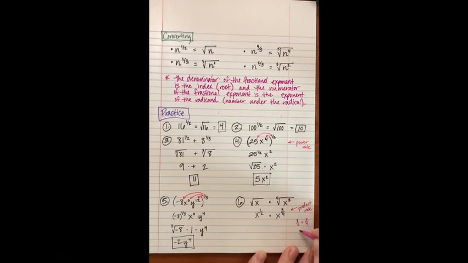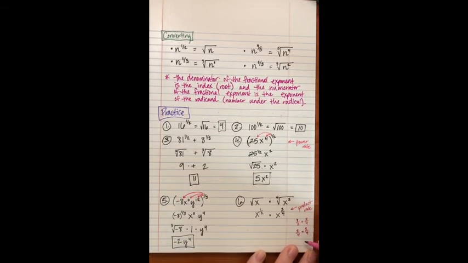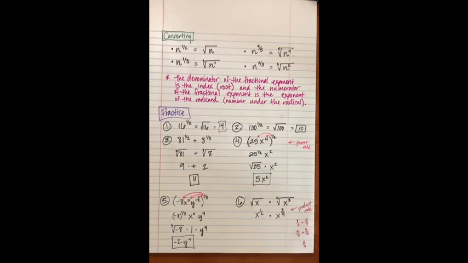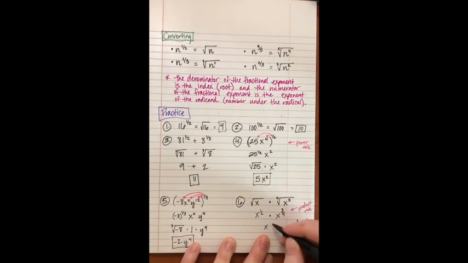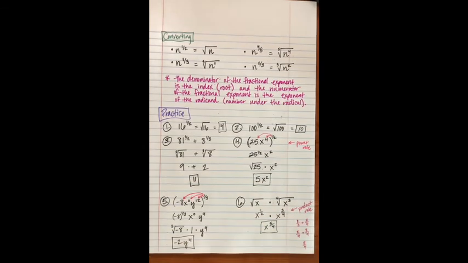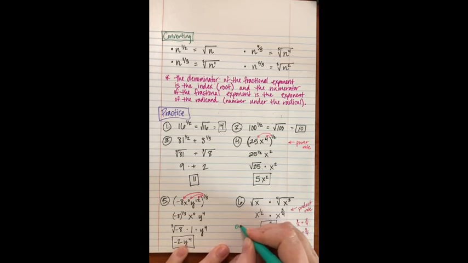I need common denominators, so 1/2 is the same thing as 2/4. 2/4 plus 3/4 is 5/4. So this, when multiplied through, is equivalent to x raised to the 5/4 power. And that could be one way to write your final answer. This final answer is written in exponential form. Go ahead and write that off to the side.